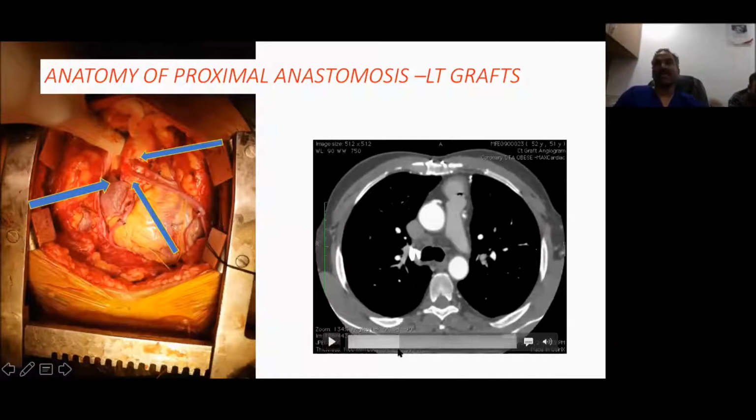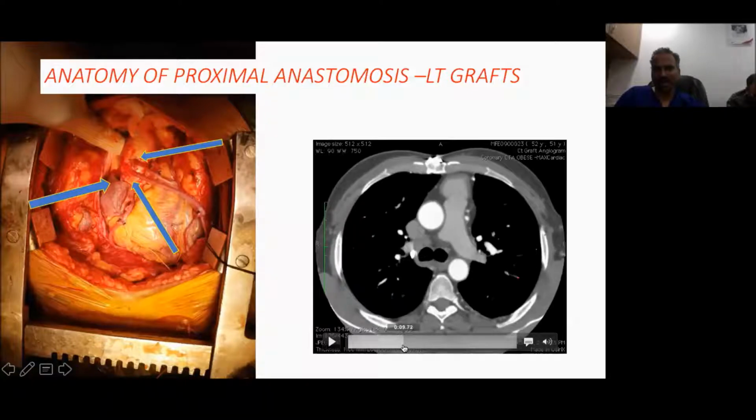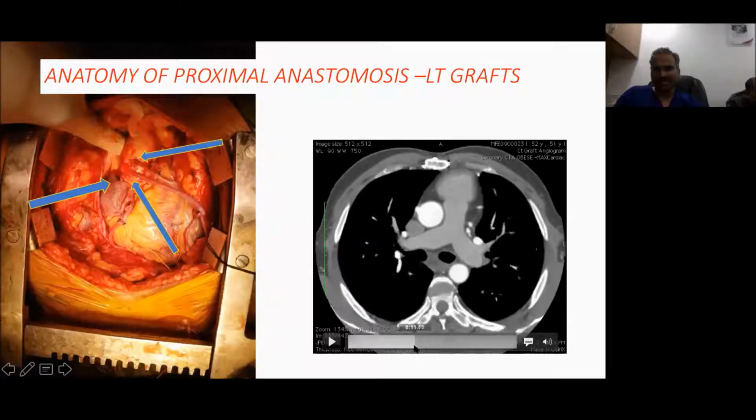So the most cranial graft always goes to the left side, I mean, if the patient had both left and right sided grafts. So this is the first graft, which is going to the left side. In fact, it is going to the left OM. And this is the next graft, which is visible on the right side. See, this is the right side and this is the left side.